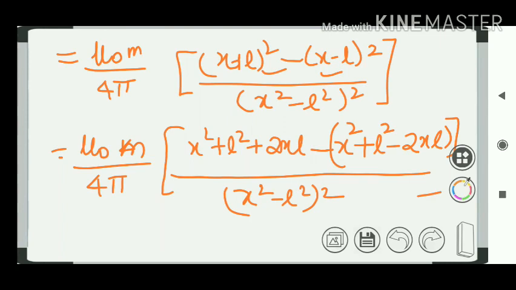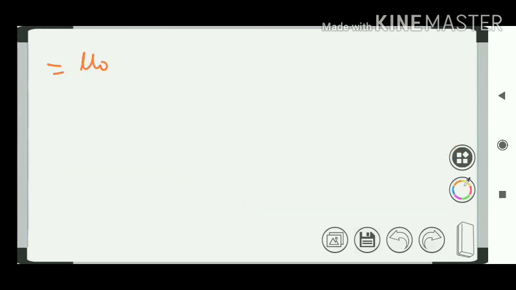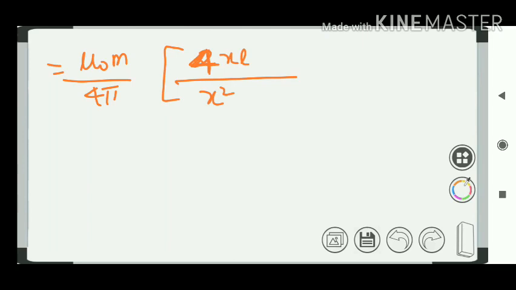Right. Clear? Now what I am writing fast, you guys can pause the video and complete it, guys. So it will be mu 0 M by 4 pi, right? In the numerator section, X squared, L squared quantities cut off, right? And there will be only 2XL here and a 2XL there, right? So it becomes 4XL, right? Divided by X squared minus L squared whole square. Right, I didn't miss a step, guys. That is something which even a kid can do.